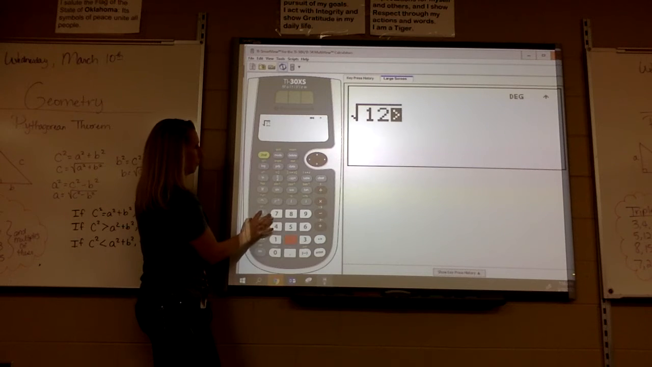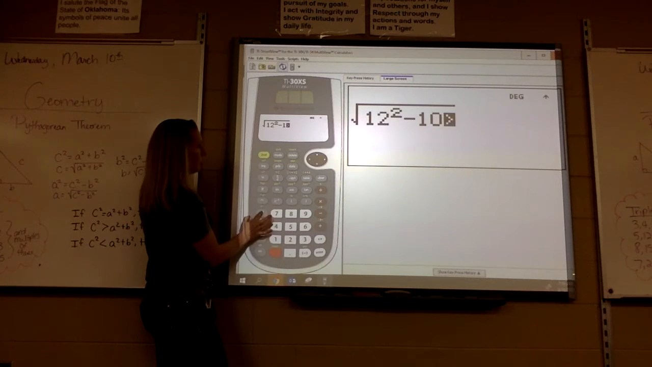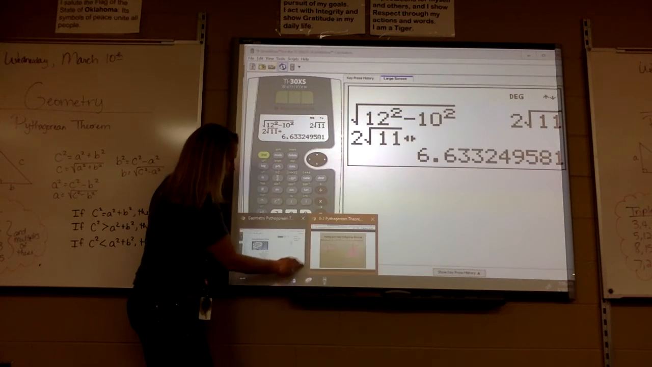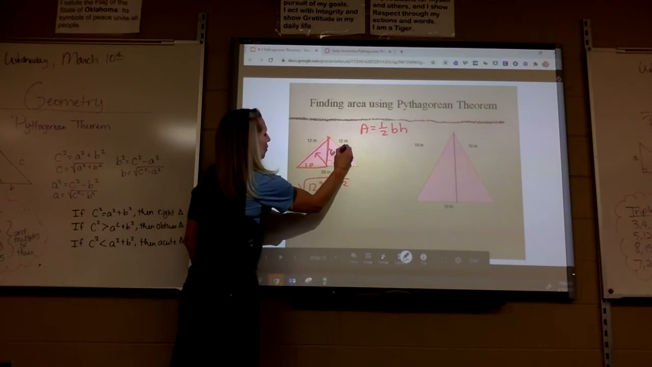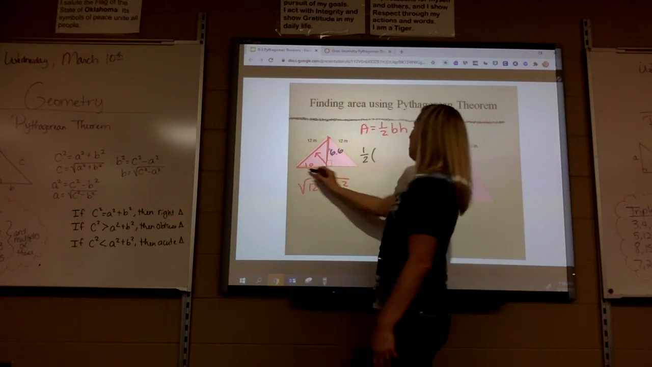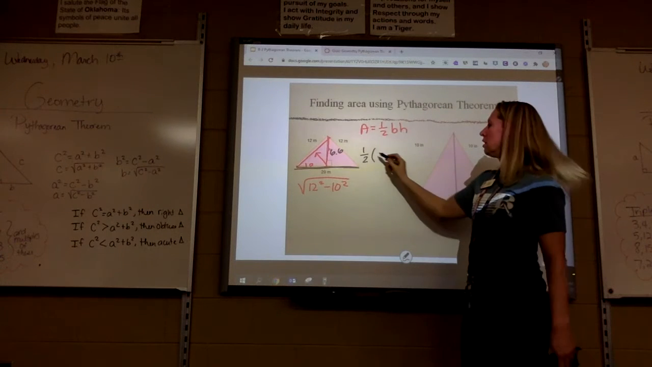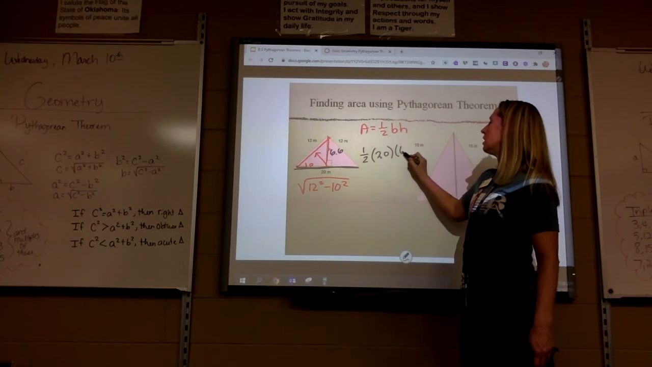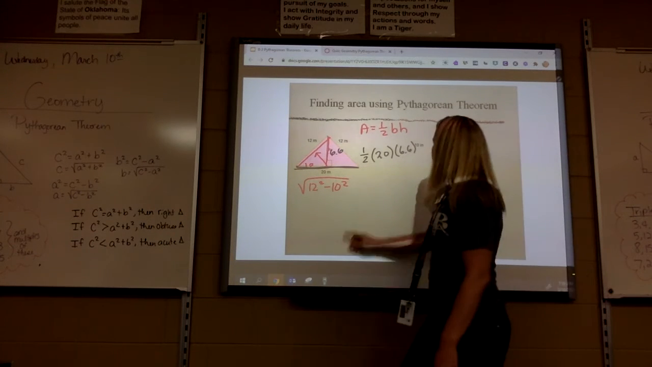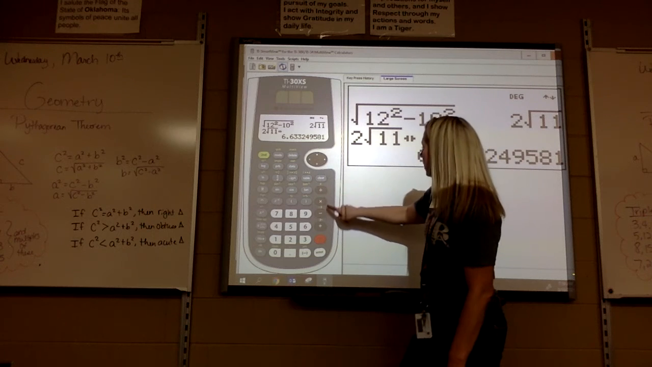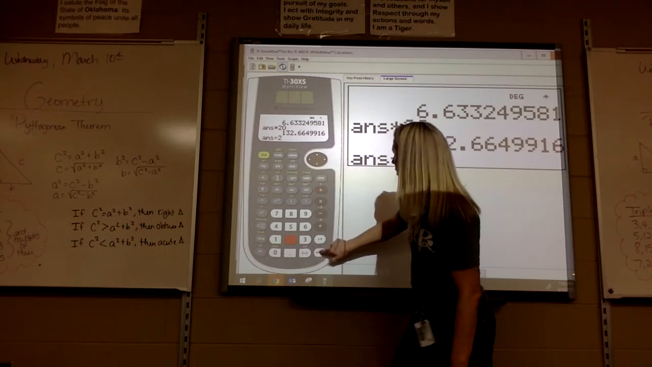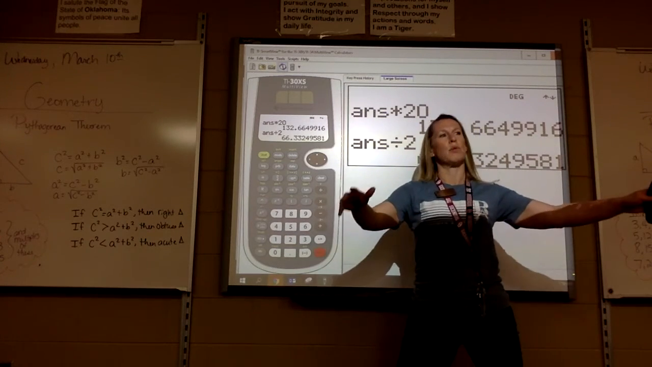So 12 squared minus 10 squared is 6.6. So my height would be 6.6. Now I can do 1/2 base. What's my base? 20 times my height, 6.6. Are we good? So I'm just going to keep that number, 6.6, in my calculator times 20, and then divide by 2. I got 66.3.